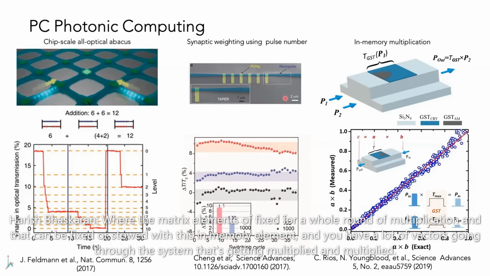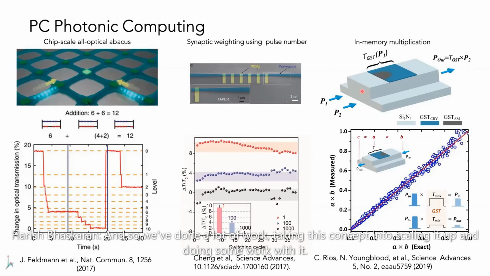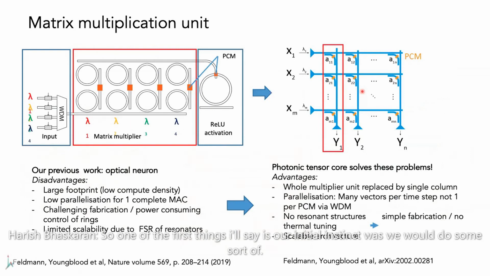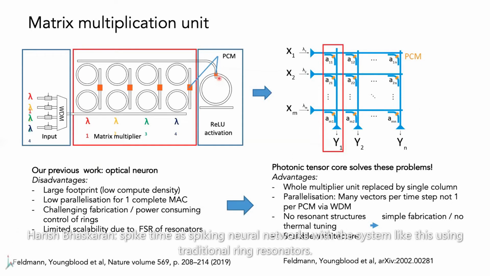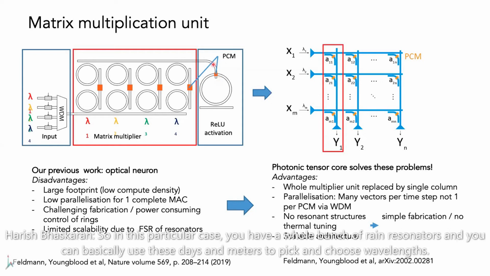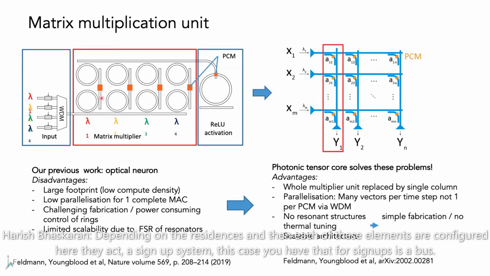And so we've done a lot of work taking this concept, scaling it up, and doing some work with it. One of the first things I'll say is our initial instinct was we would do some sort of spiking neural networks with a system like this using traditional ring resonators. So in this particular case, you have a whole bunch of ring resonators, and you can basically use these ring resonators to pick and choose wavelengths depending on the resonances.